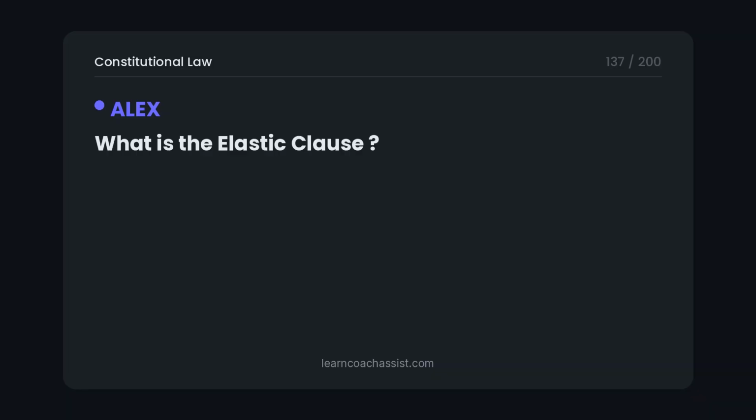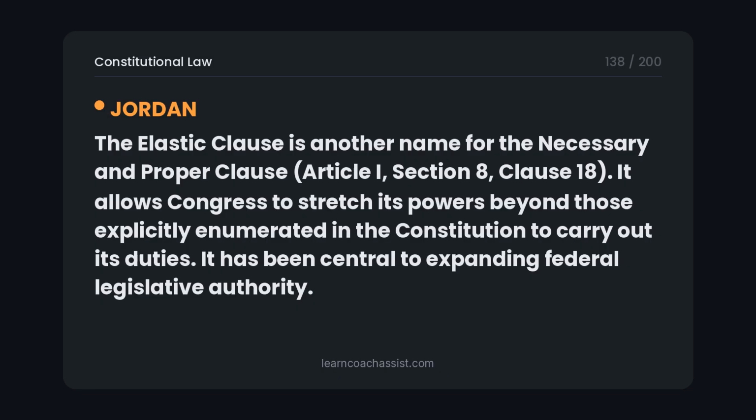What is the elastic clause? The elastic clause is another name for the necessary and proper clause, Article 1, Section 8, Clause 18. It allows Congress to stretch its powers beyond those explicitly enumerated in the Constitution to carry out its duties. It has been central to expanding federal legislative authority.